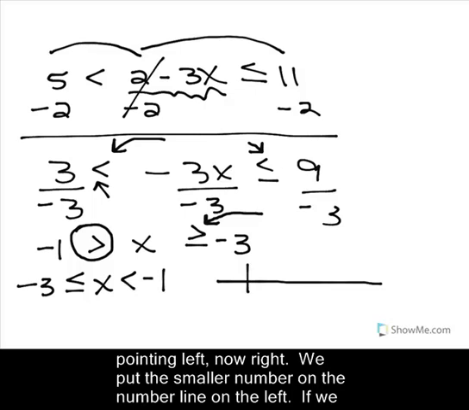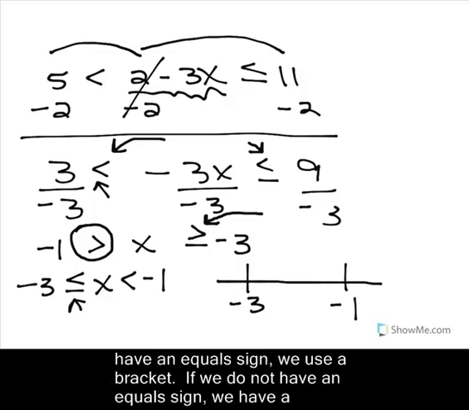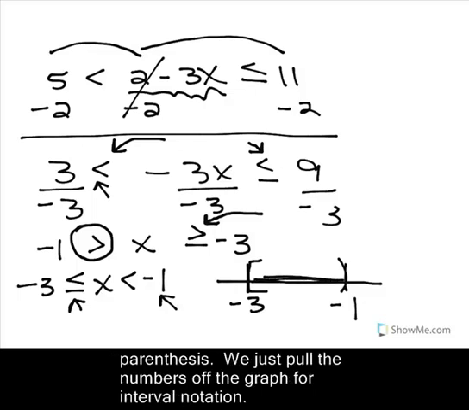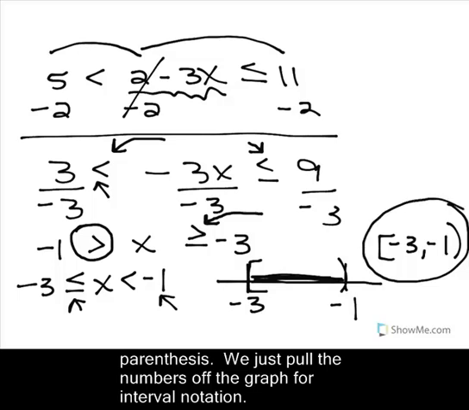So I can put it on my graph. The negative 3 has an equal sign with it, so I'm going to put a bracket. The negative 1 does not, so I'm going to put a parenthesis. And when I get my answer in interval notation, I just pull those numbers off of my graph. And this would be my answer in interval notation.